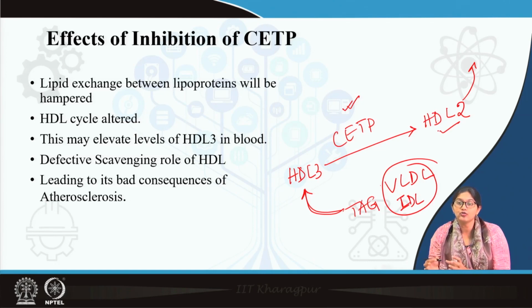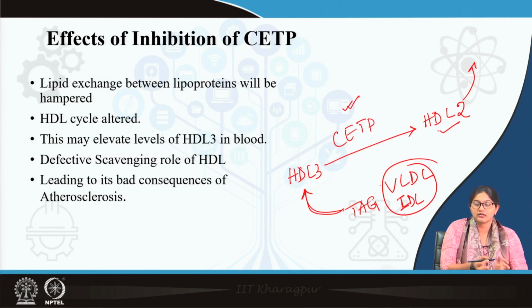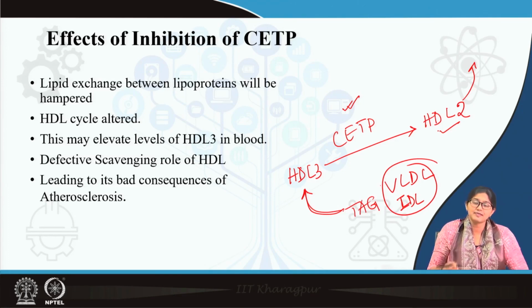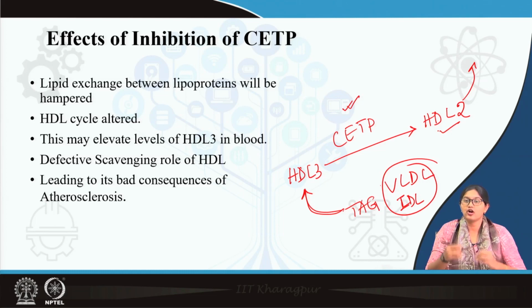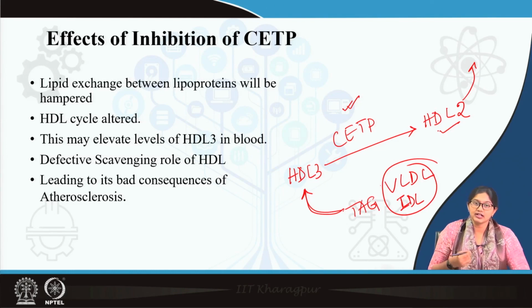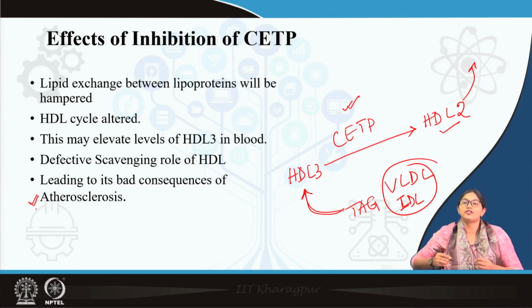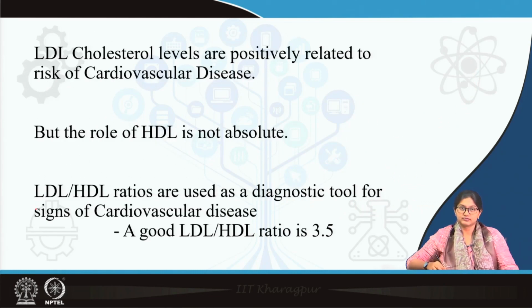Similarly, HDL2 will not be uptaken by the liver, because that is not HDL2, that is HDL3. Hepatic lipase is acting less. Also, the scavenging function of HDL will be low. So, finally, CETP inhibition is associated with atherosclerosis. Now, there are different drugs which cause inhibition of CETP, and those are actually predisposing to atherosclerosis.